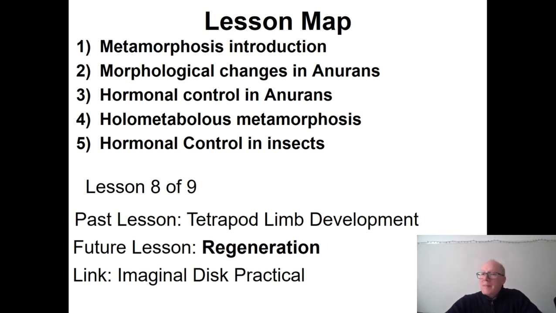So what are we going to talk about in this lesson in particular? We will have a metamorphosis introduction. Then we are going to talk about the hormonal and morphological changes that happen in Anurans, which are the common frogs. We are also going to talk later on about the metamorphosis events and hormonal control in holometabolous insects. Holometabolous insects are insects like flies that have several larval stages.